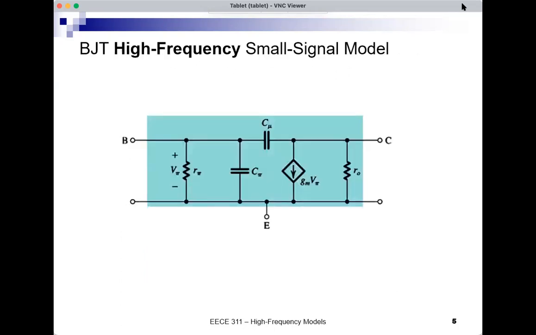Same for the bipolar transistor. Also, there are two capacitors there, and they're C pi between base and emitter, and C mu.